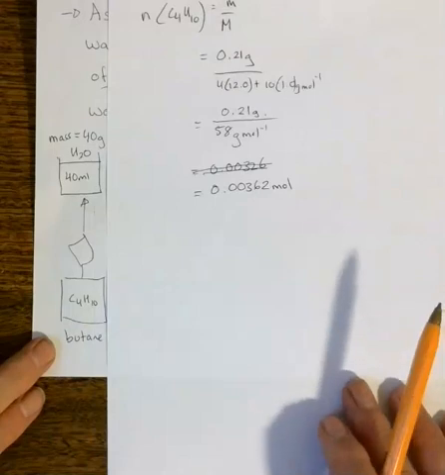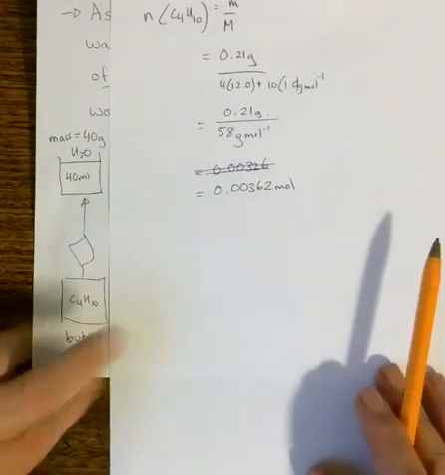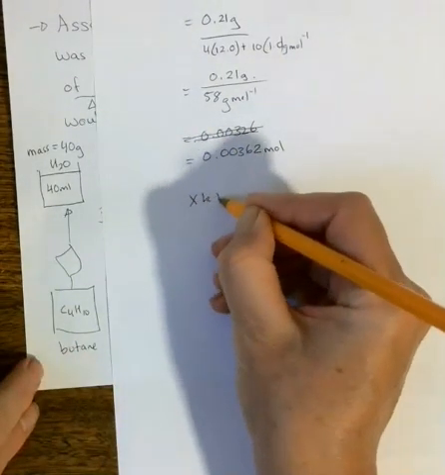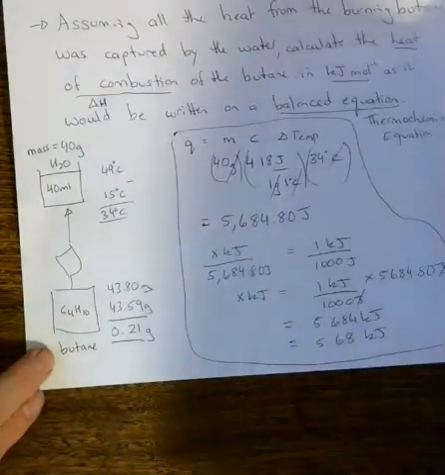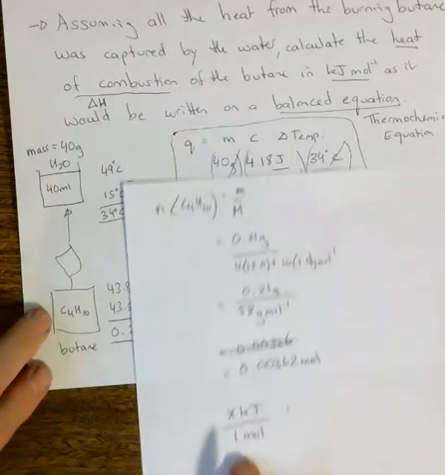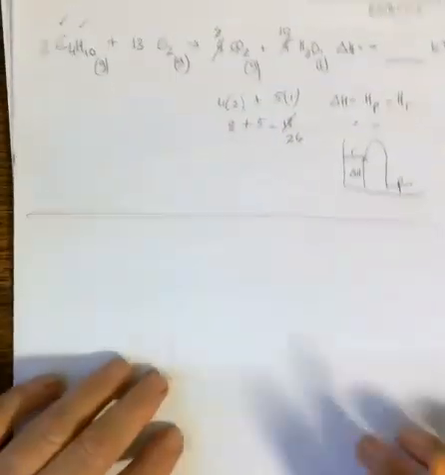Alright, so that's how many moles we've burnt. A lot less than 1. So clearly, when we work out, we want to know how many kilojoules we will get for 1 mole. Or do we want to know for 1 mole? We don't really want to know for 1 mole, do we? Where did I put this? We want to know for 2 moles.